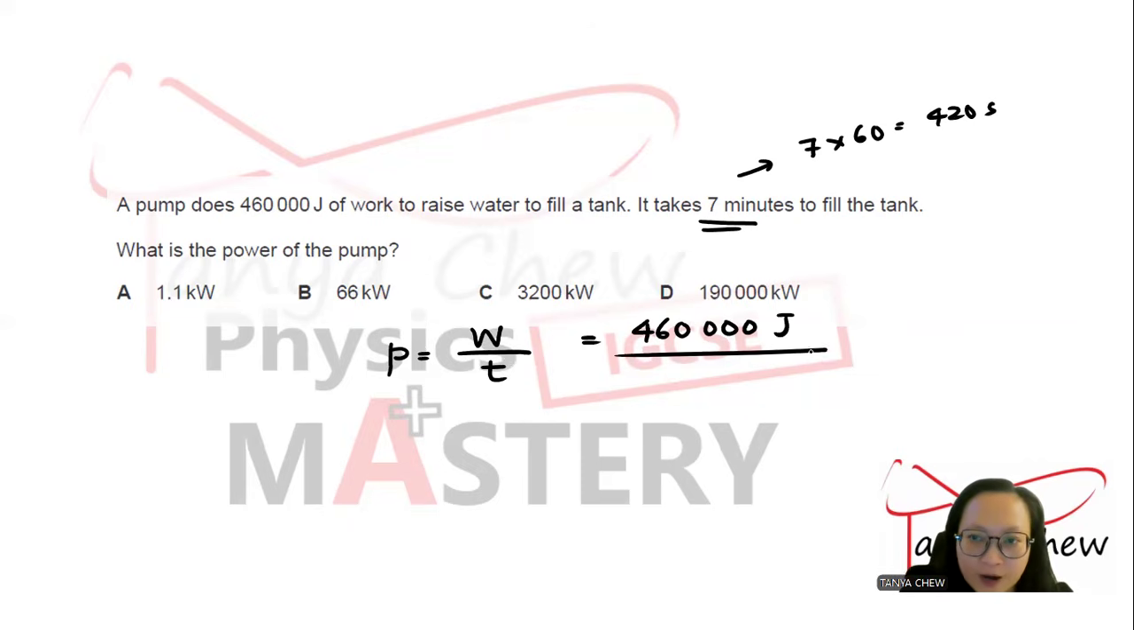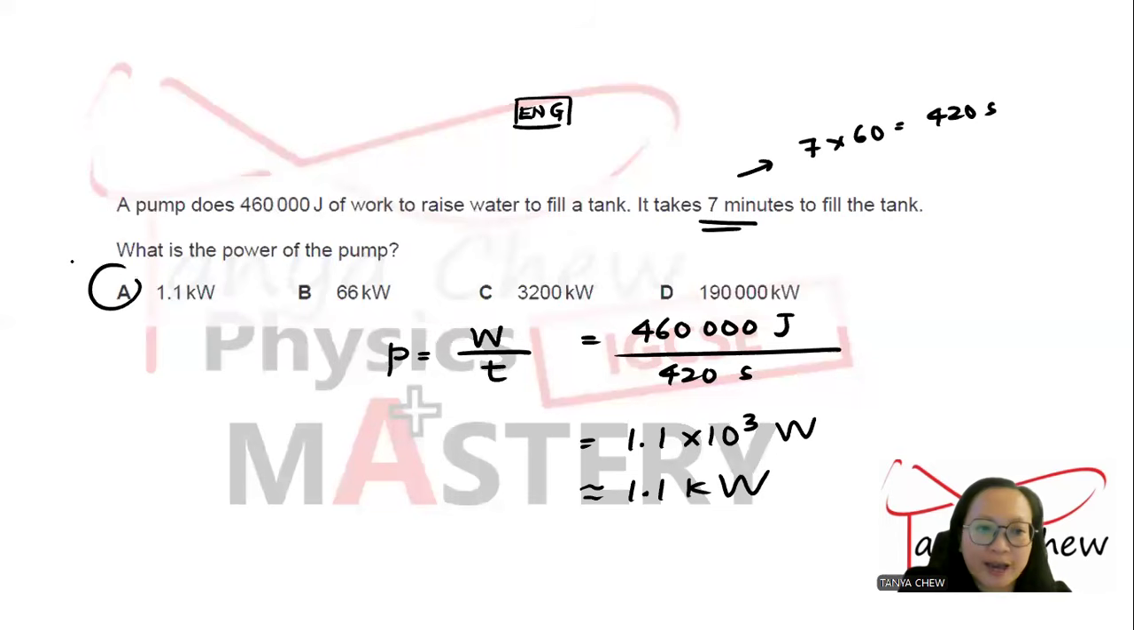So work, 460,000 joules divided by 420 seconds. So 460 divided by 420, and you end up getting 1095. And there's a button between 7 and 8 of your calculator. Press the button of ENG. So you will get 1.1 times 10 to the power of 3 watt, or 1.1 kilowatt. A is the answer.